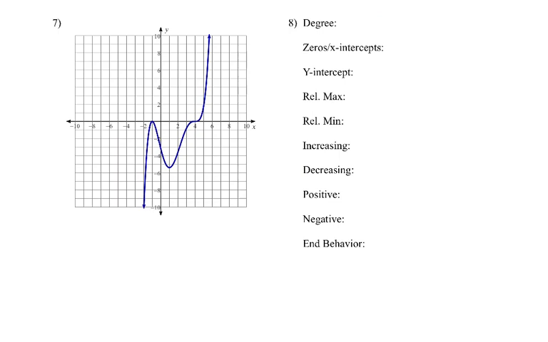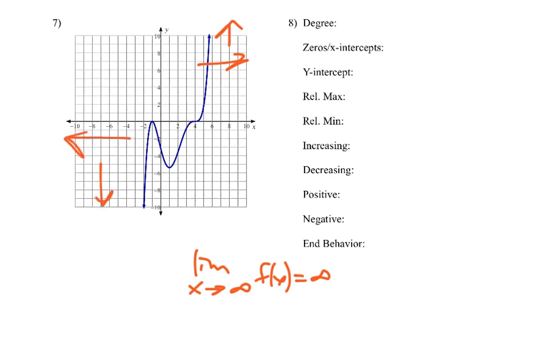Okay, so number 7, we can see as we go to the right, we're going up. So the limit as x approaches positive infinity, our function is going up to positive infinity. And as we go left down, so this tells me it's an odd. So the limit as x approaches negative infinity, our function goes down. It's an odd with a positive coefficient. So I know my degree is going to be odd, so let's see what degree it would be.